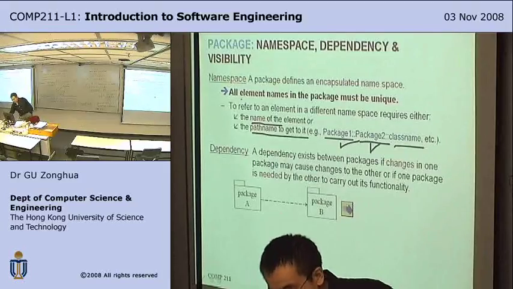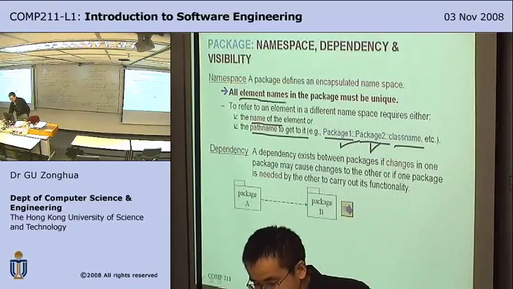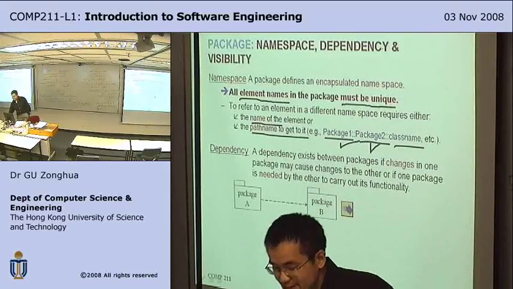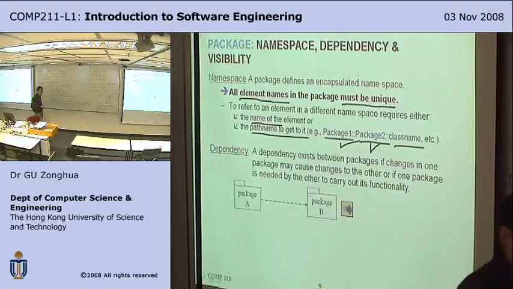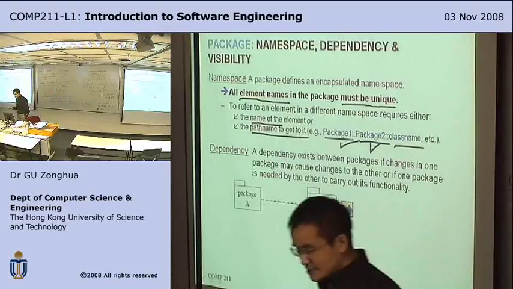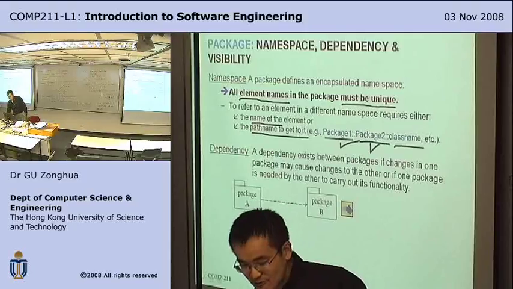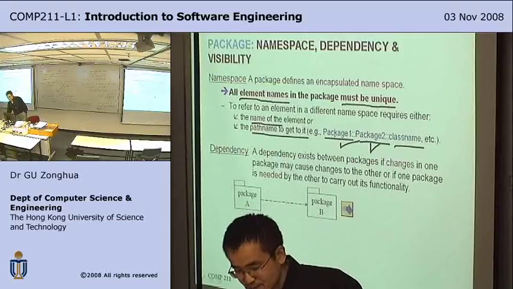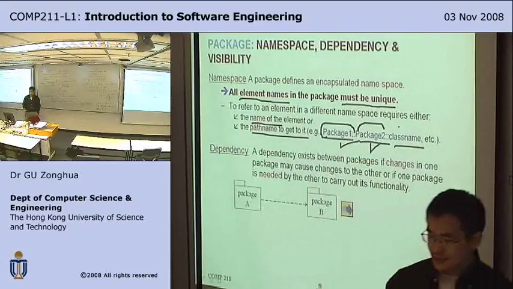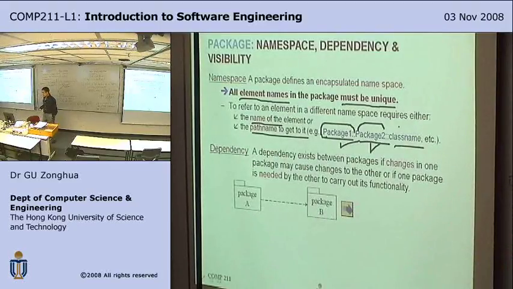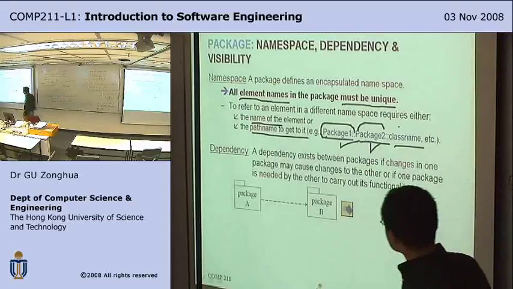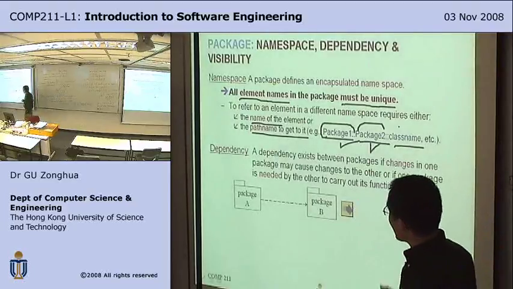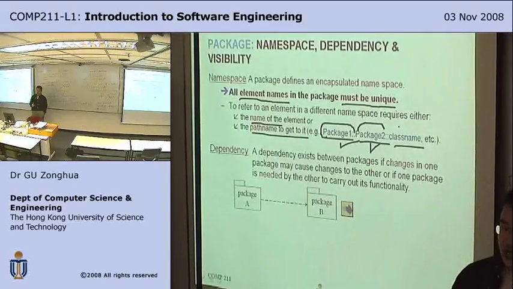By the way, in the first part, all element names in the package must be unique, but between different packages you can have the same name. Why? Because between different packages you have the path name. So as long as the package names are different, even if you have the same class name, it's fine. But within the same package, you have the same path. Therefore, you must have different class names.